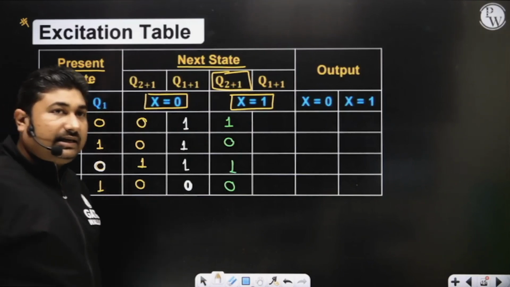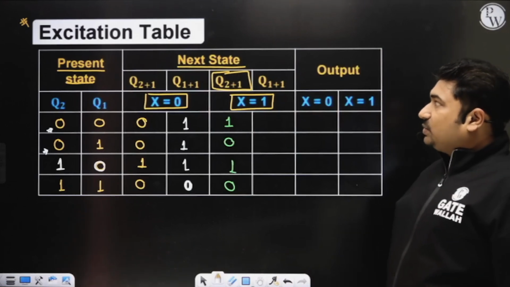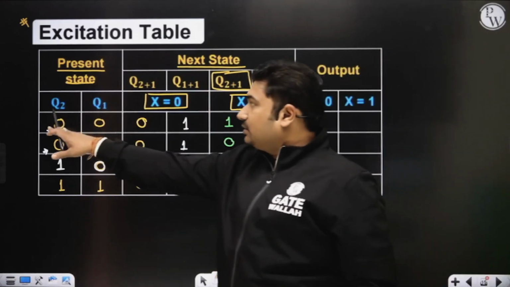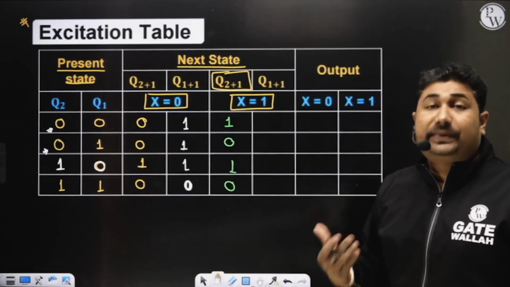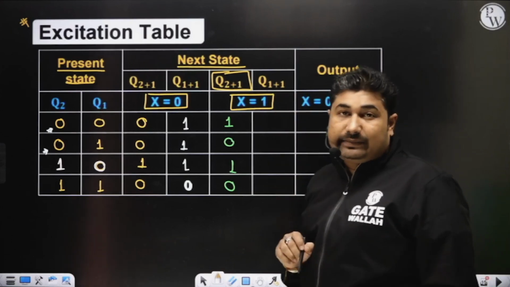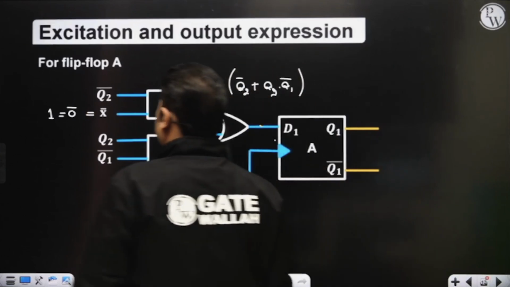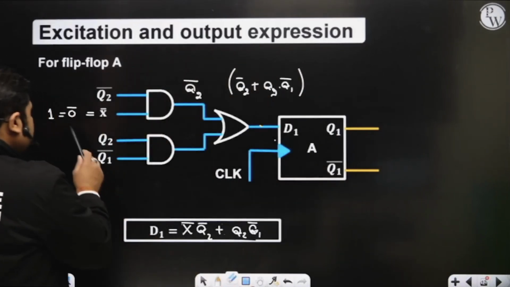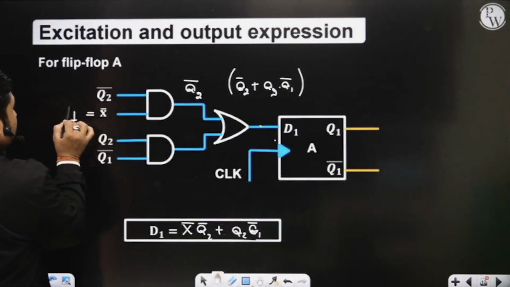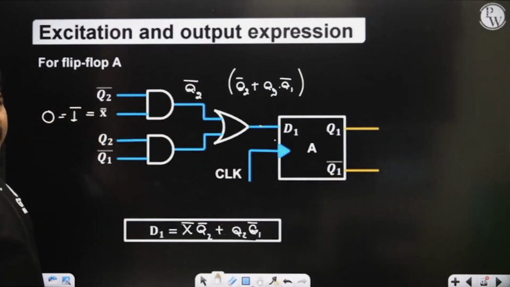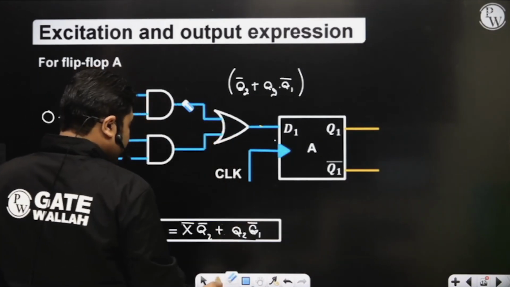Hoping you are able to understand. Can you tell me about x equal to 1? With x equal to 1, the present state is 0 0. I am interested to know the next state of flip-flop A with x equal to 1. This is your flip-flop A. With x equal to 1, its complement will become 0, so when its complement is 0, we are getting 0 here.